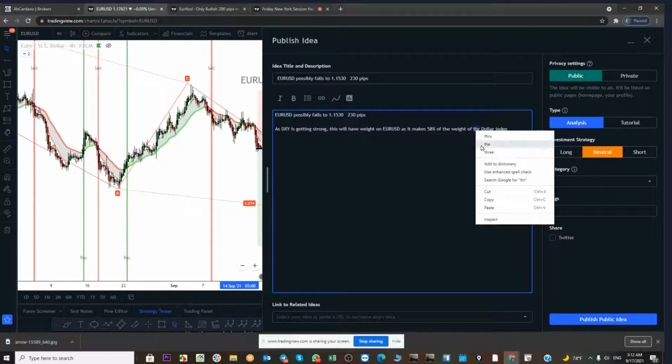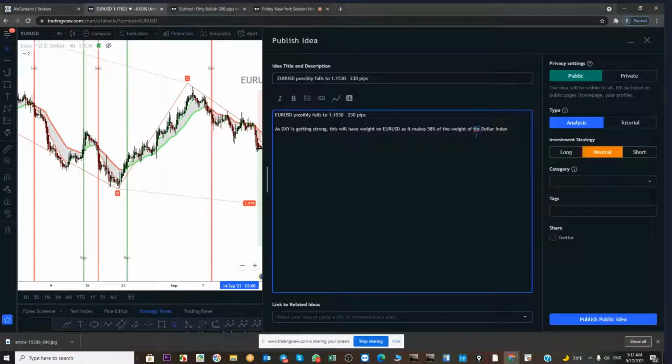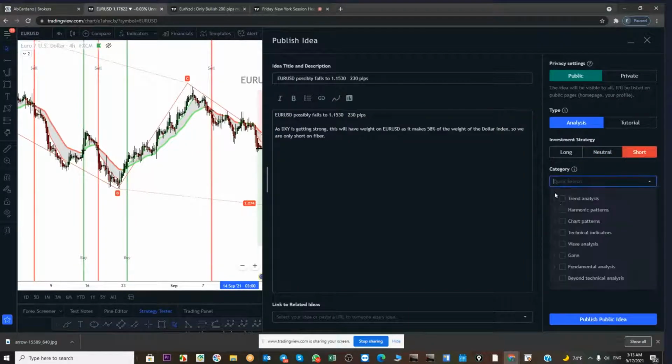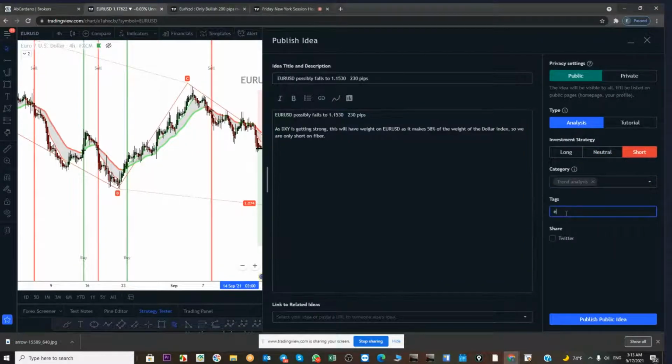Okay, so we are short Fiber. Okay, so we're just short here, and that's USD. Also, you can go DXY, and you can go dollar. Share it here as well, and that's it.